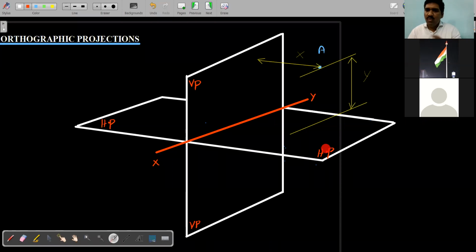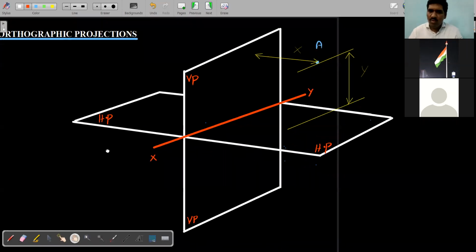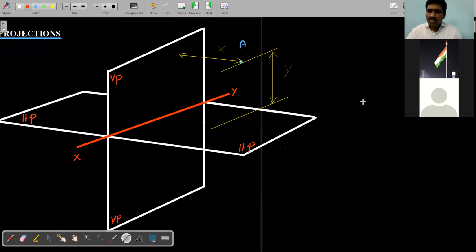What is your position? Tell me, all of you. So this is your position, this is the body position. And you are seeing the view from which direction? This direction you are seeing, all of you.